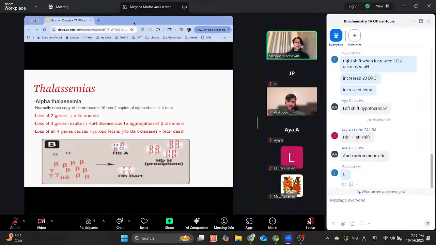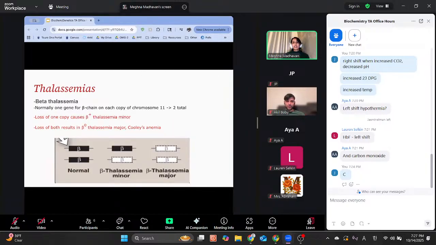And then for beta thalassemias, there are only two types because there's only one copy of each gene on chromosome 11. Loss of one copy causes beta thalassemia minor, which again is mild anemia, not that severe, maybe some iron deficiency. But beta thalassemia major can be a pretty significant disease and they need regular transfusions.